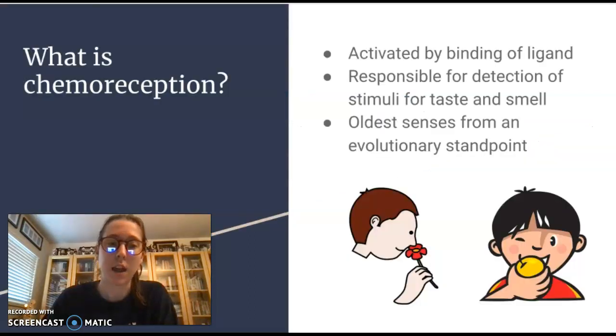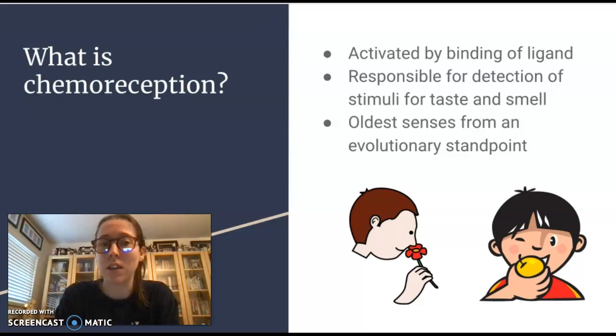So first up, what are chemoreceptors? Chemoreceptors are activated by the binding of ligands. And like I mentioned before, these types of receptors are responsible for detection of taste and smell. This is the oldest evolved way to get sensory stimuli. So this has been very evolutionarily protected.